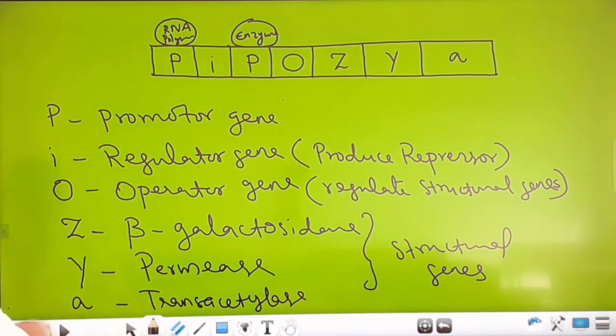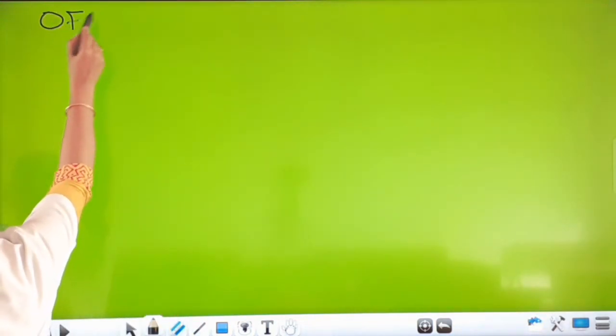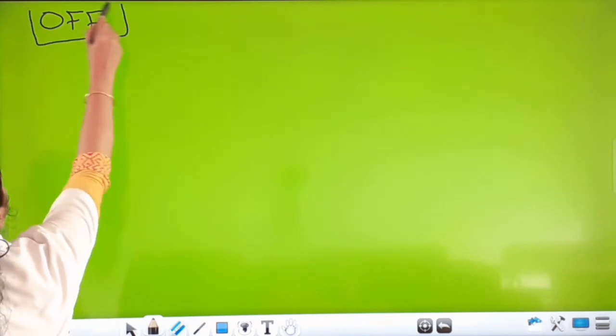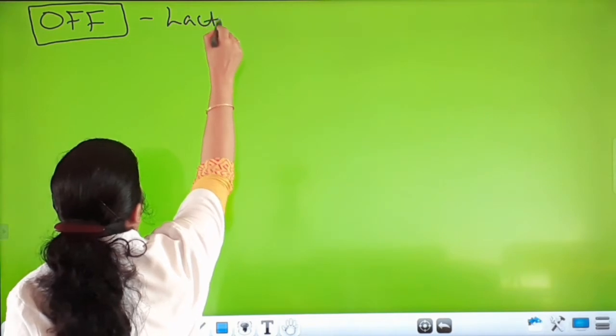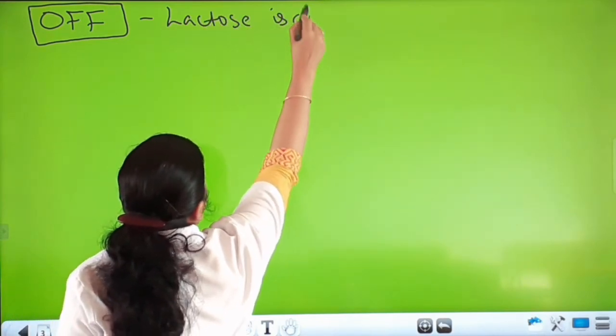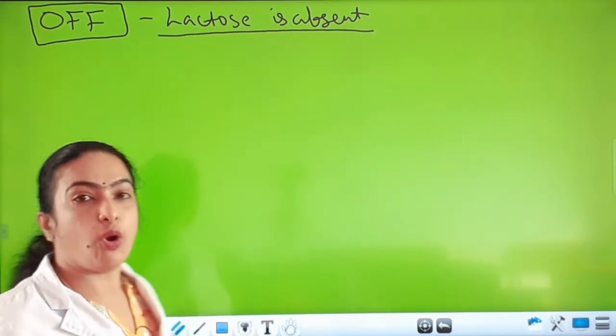Next we can see the two situations: one in which the system remains off and a second situation in which the system can turn on. In the first situation, when lactose is absent, or we can say in off mode, what happens? Off mode means lactose is absent. When lactose is absent, how does it remain in off mode?